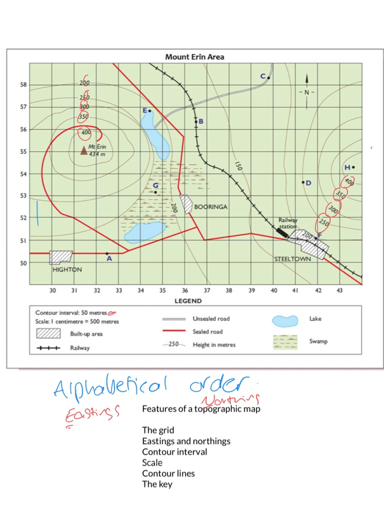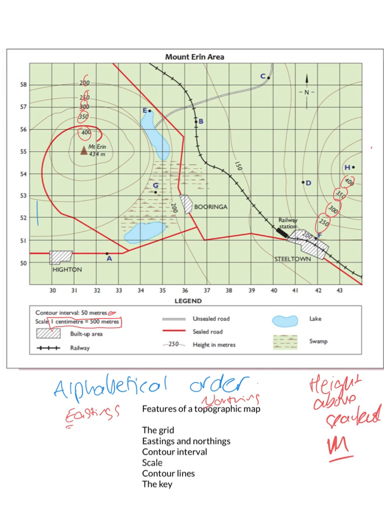Now these numbers to the side are height above sea level, and they're always in meters. If you were in a country that used imperial measures, they would be in feet, but we're not, so they're always in meters. The scale is going to be written in a few ways. Here it's been written out for you in words: 1 centimeter equals 500 meters. We'll get into that.